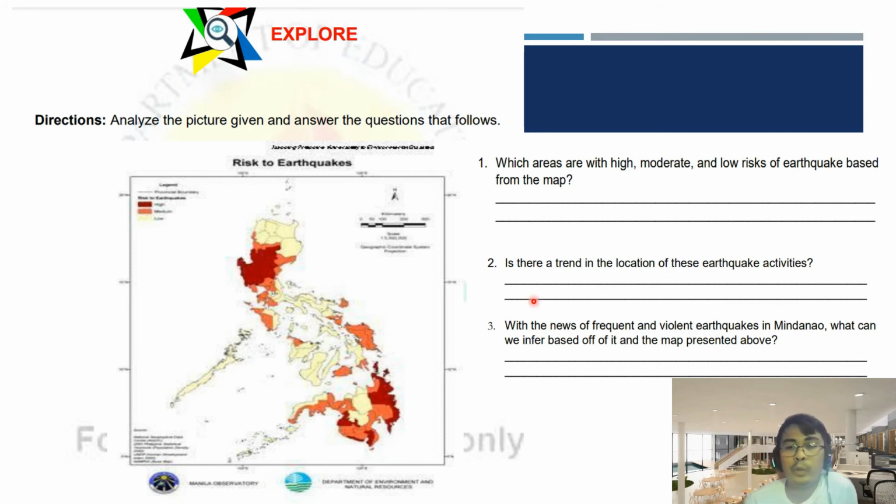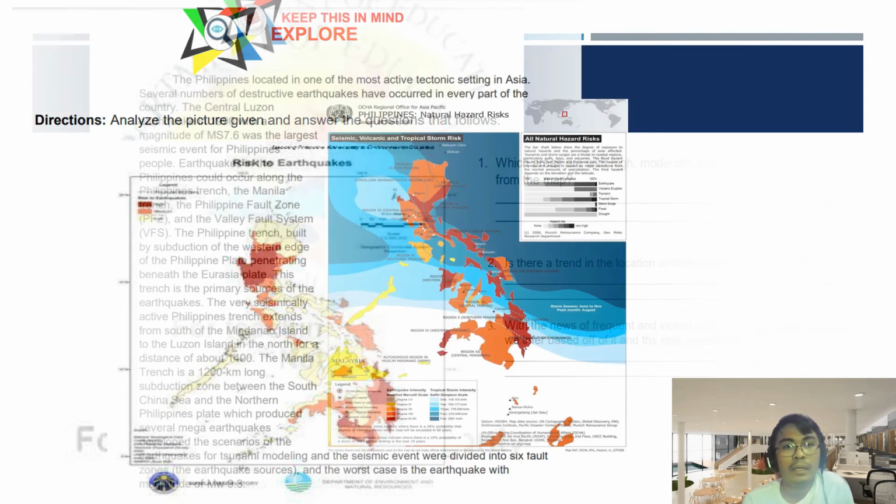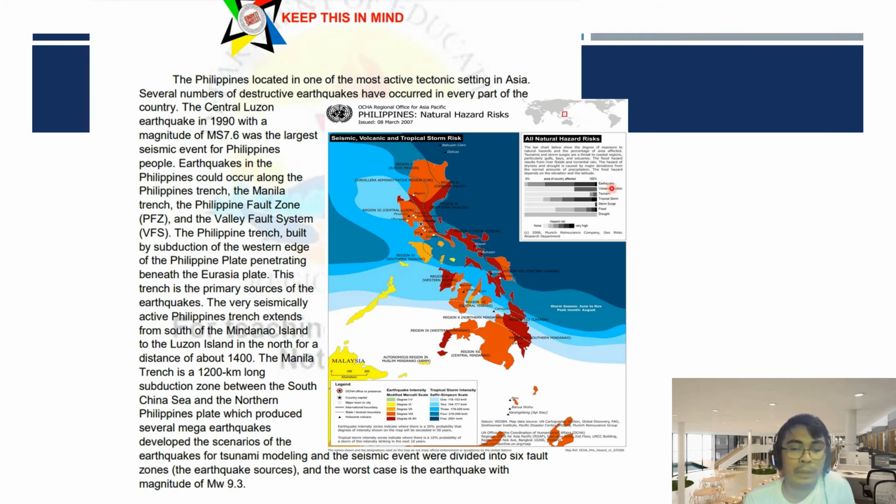And third, with the news of frequent and violent earthquakes in Mindanao, what can we infer based on it and the map presented above? So, di ba sa mga balita naman, madalas tinatamaan ng earthquake din yung Mindanao. Ano kaya yung pwede natin ma-infer on this one and based on the map presented here in this slide? Okay? So, and after that, you may read this one.